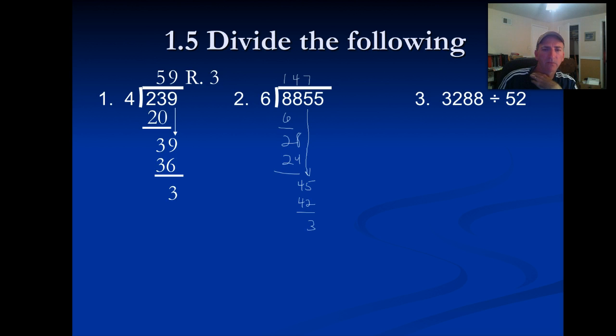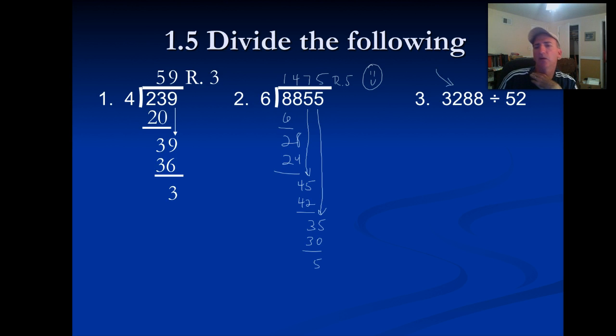Subtract right there, you've got 3, you've got this 5 you've got to use. 6 goes in there 5 times without going over, because 5 times 6 is 30. 35 minus 30 is 5 left over. Just call that remainder 5. There. So hopefully you got that. And then we move on to this.